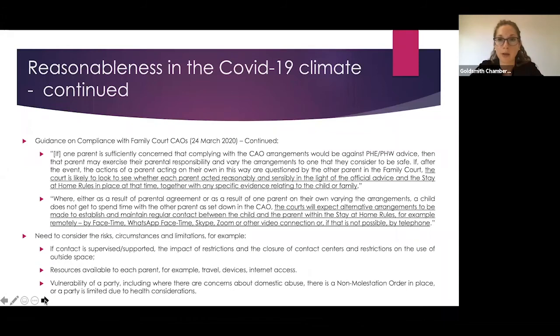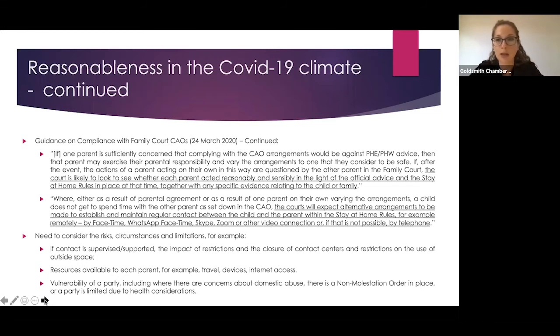Certainly in the early stages of the stay-at-home rules and the restrictions on outside time, there was no scope or very little scope for any contact to take place outside in the community. We are seeing a gradual loosening of the rules, and at some point it may well be permissible to have contact out in the community again. But until that happens, where contact is supervised or supported, it may be that video contact is not appropriate.